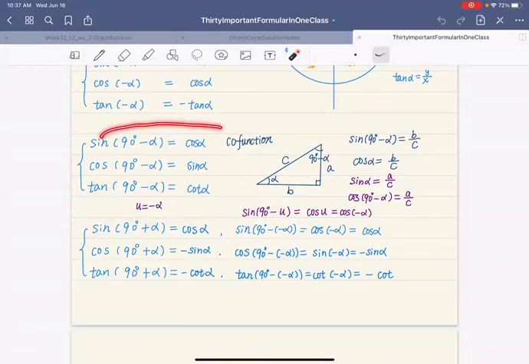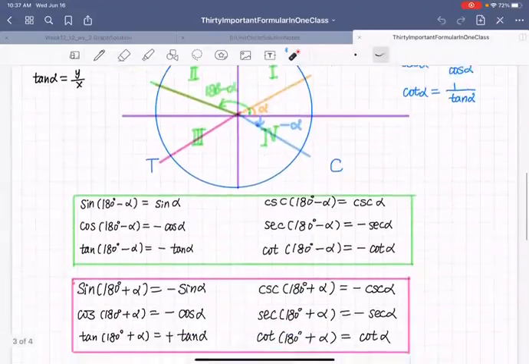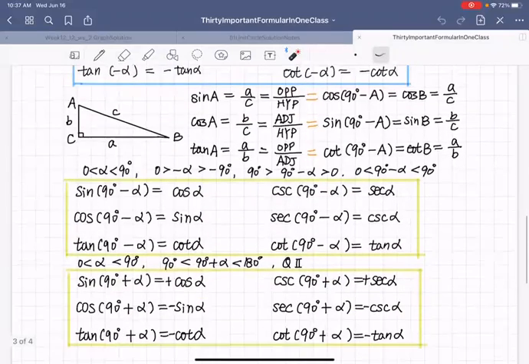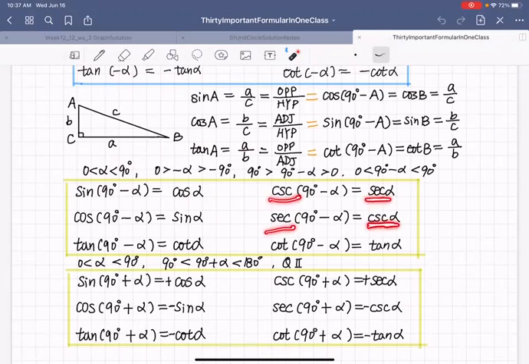Then this guy reciprocal, sine reciprocal is cosecant. Cosine reciprocal is secant. So cosecant and secant are called cofunction. Secant and cosecant are also called cofunction. Cotangent and tangent are also called cofunction. Okay. Does this make sense to you now?